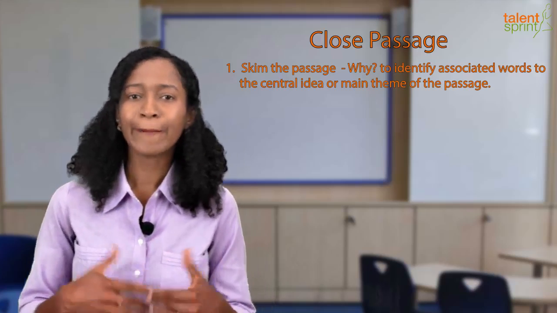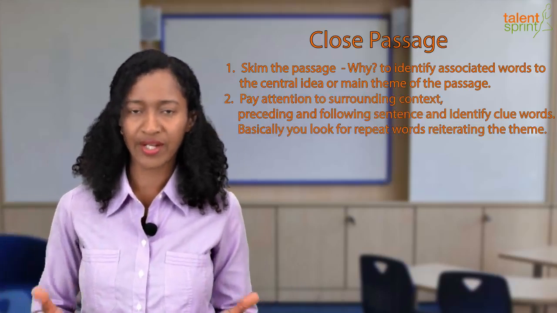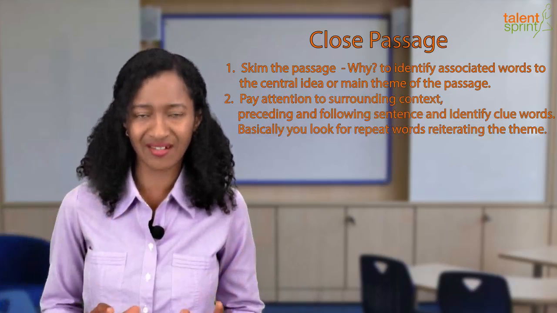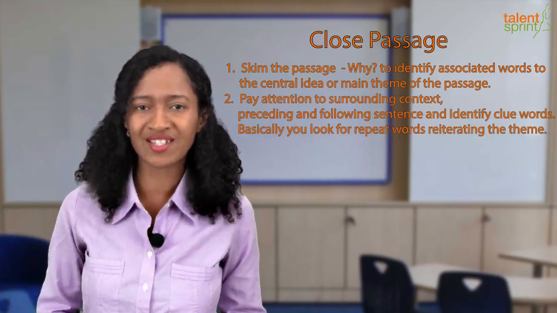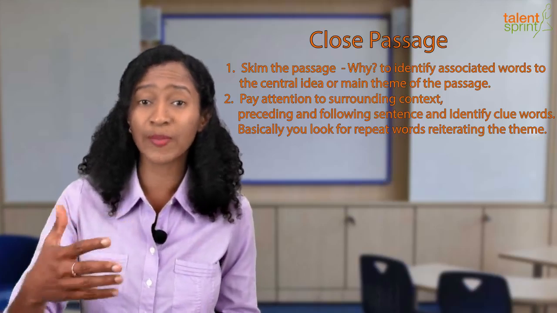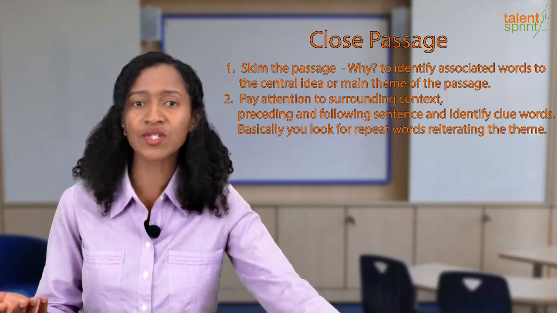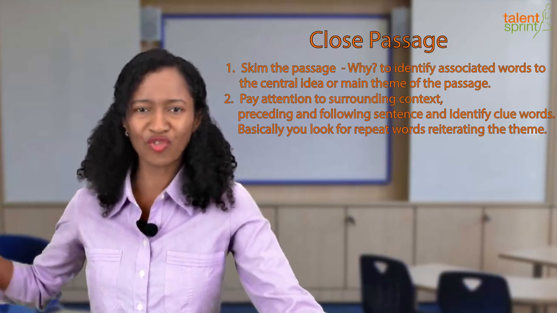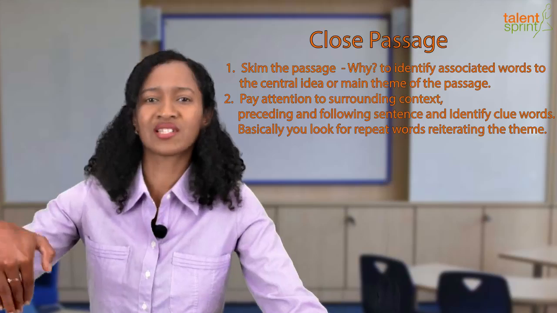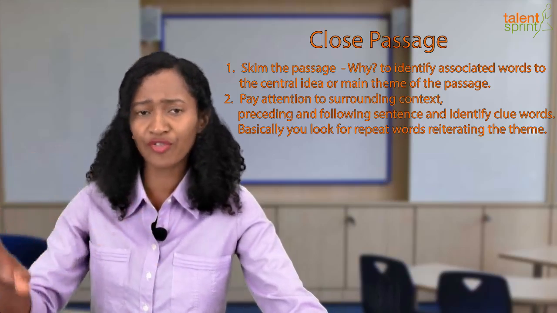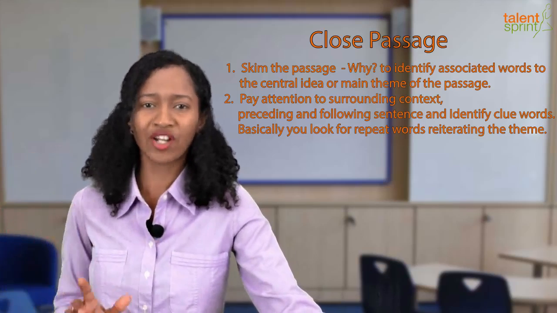Strategy number 2, pay attention to surrounding context, right? Preceding sentence, following sentence. It's almost like the jumbled sentence concept where you're looking for repeat words or phrases, because sometimes the answer to a third or fourth blank could be in the first line, or it could be in the last line of the paragraph, right? So it's important for us to pay attention to the surrounding context.